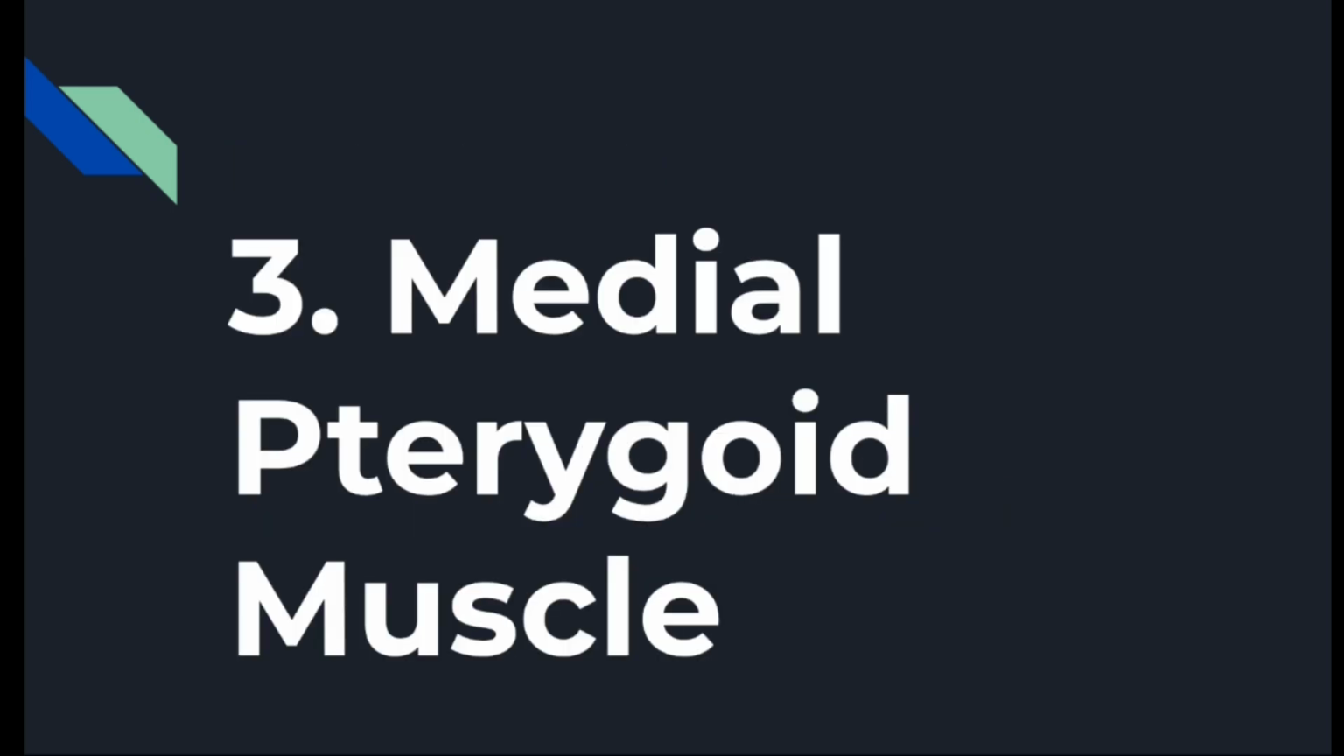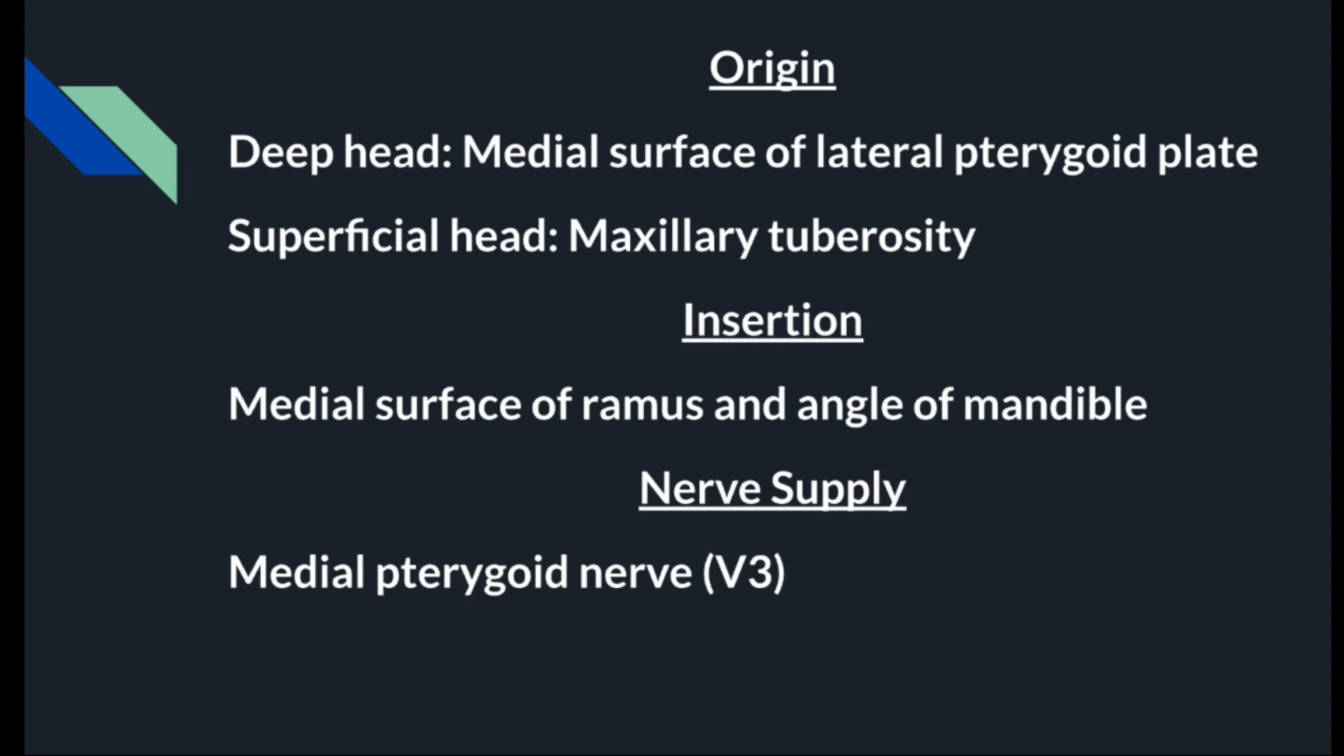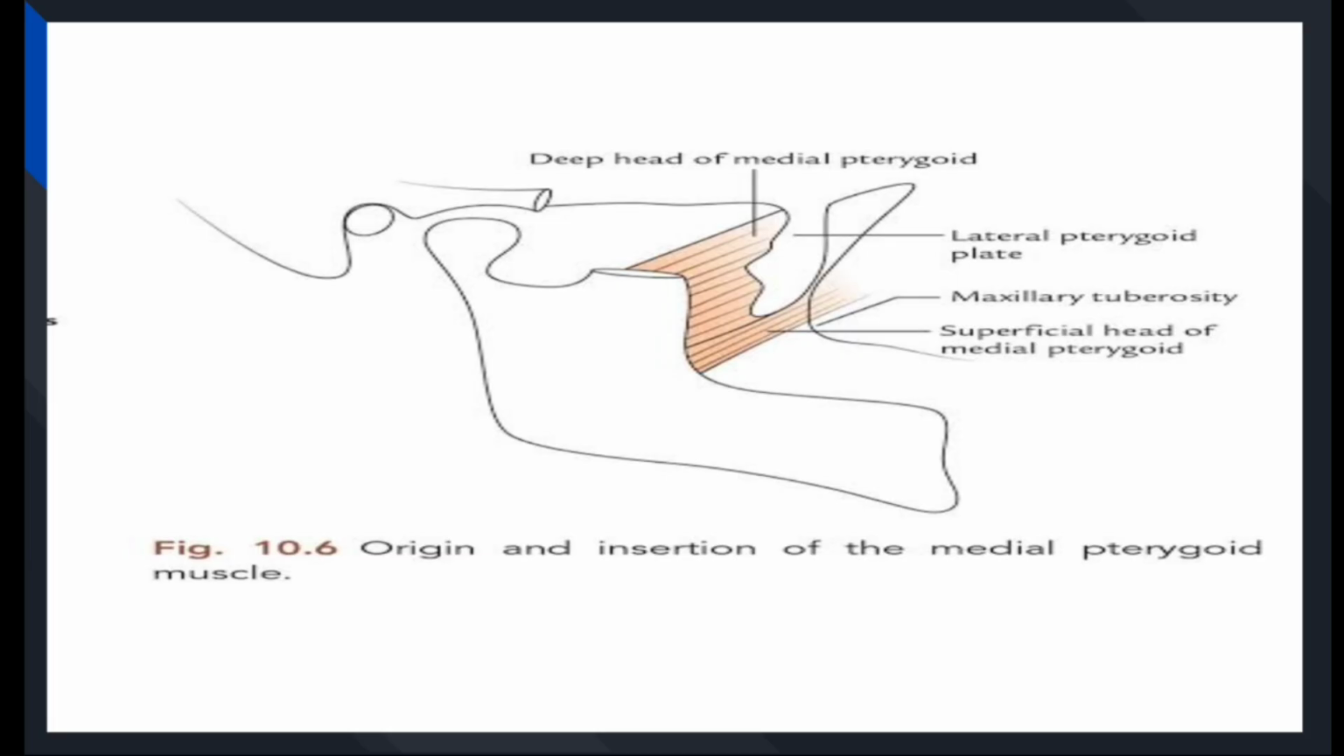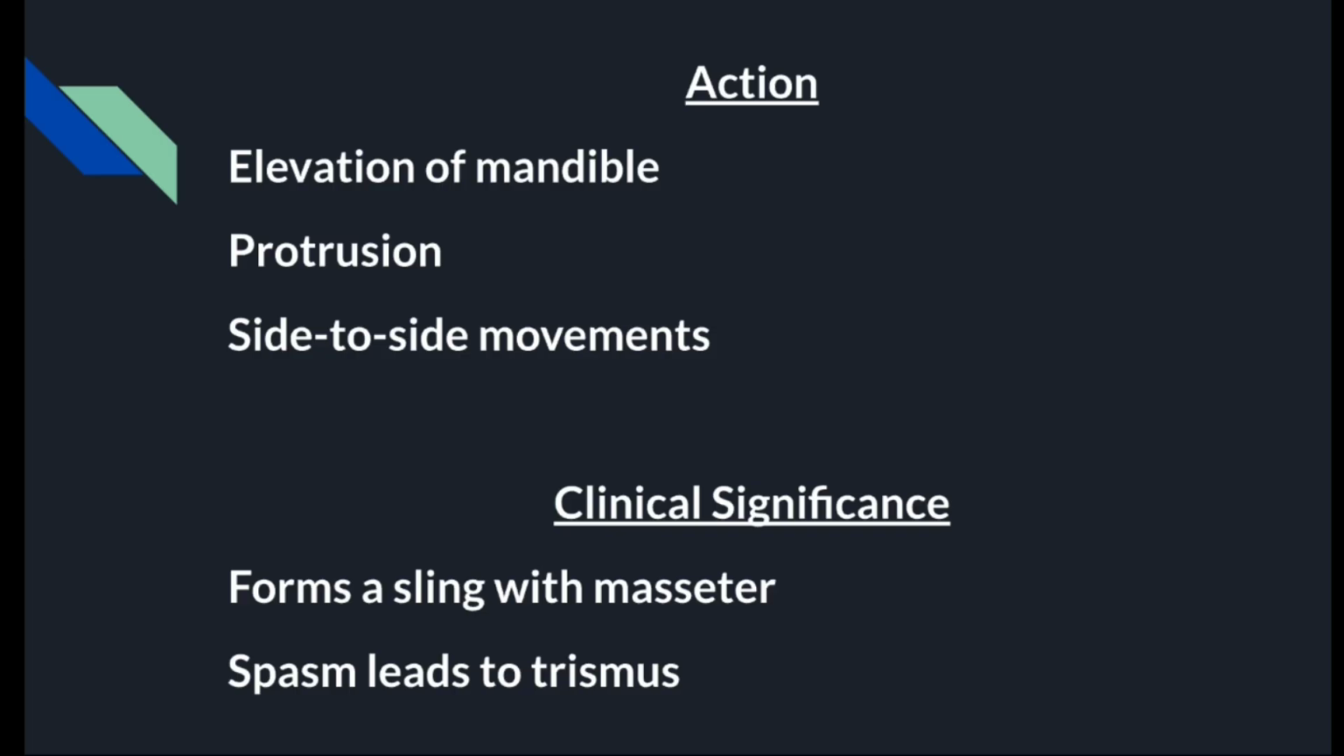Next is the medial pterygoid muscle. Origin: the deep head is from the medial surface of the lateral pterygoid plate, and the superficial head is from the maxillary tuberosity. Insertion is the medial surface of the ramus and angle of the mandible. Nerve supply is the medial pterygoid nerve. This is the diagram, take a screenshot and practice it. Action: elevation of the mandible, protrusion, and side to side movement. Clinically, spasm leads to trismus, that is restricted mouth opening.